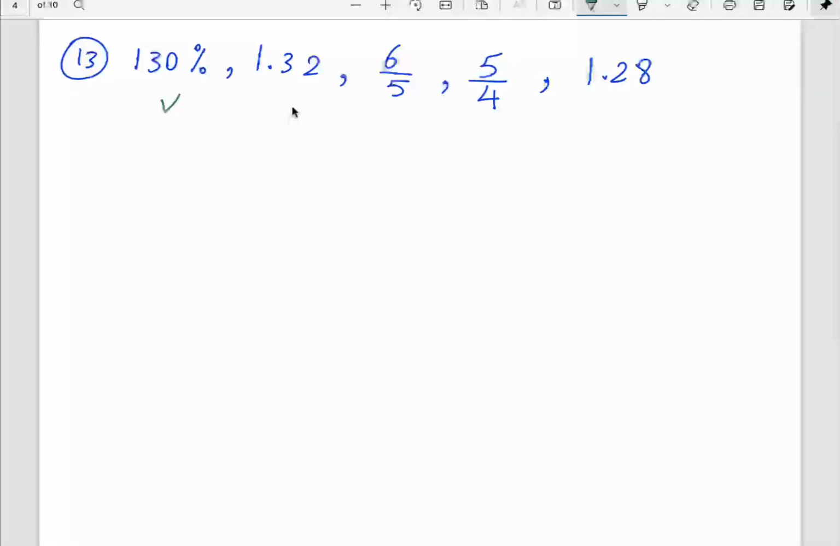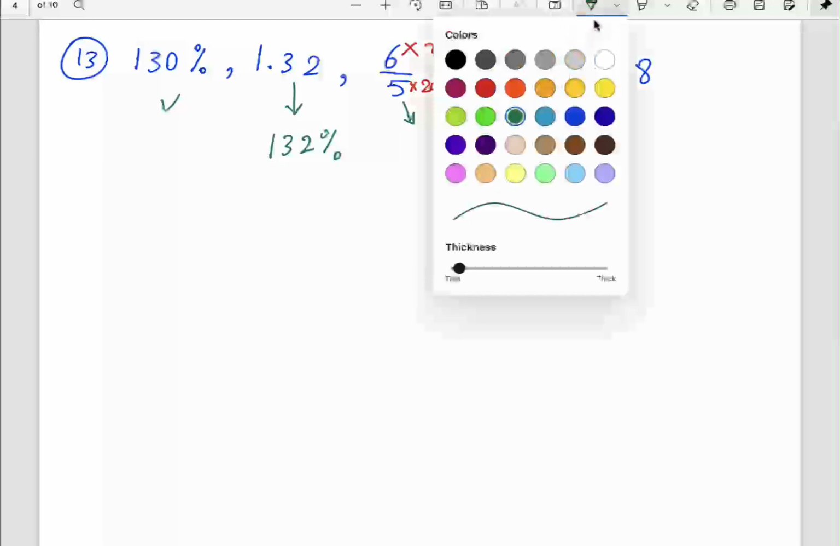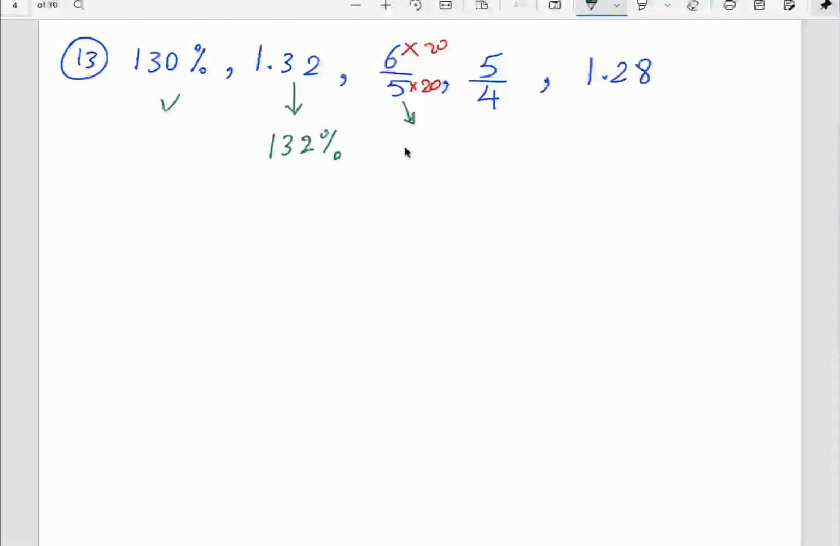This one is percent already. Okay. This one? 1.32 will make it percent. We will move it to the right. So it will be 132%. And this one? 6 over 5. We must multiply it by 20. 6 multiplied by 20 is 120. So it will be 120 over 100, which is 120%.